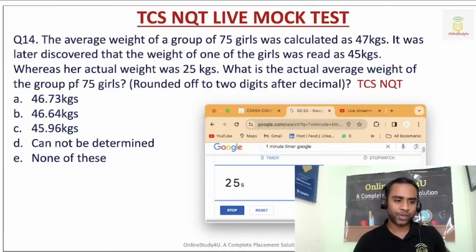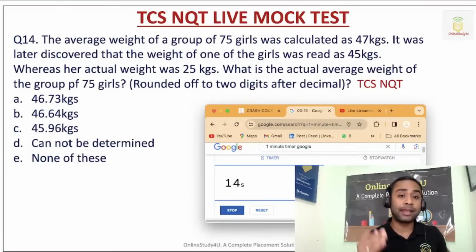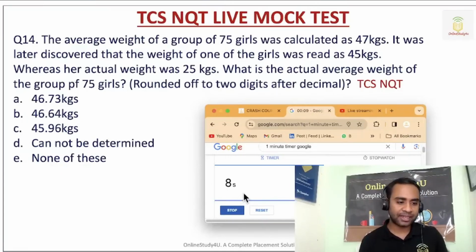Option A. Very good, Subham. Yes, Subham, come on. What about others? Everyone, please try to solve. Think that it is a live mock test which you are doing. 10 seconds, 9, 8, 7, 6, 5, 4, 3, 2, and this is 1.